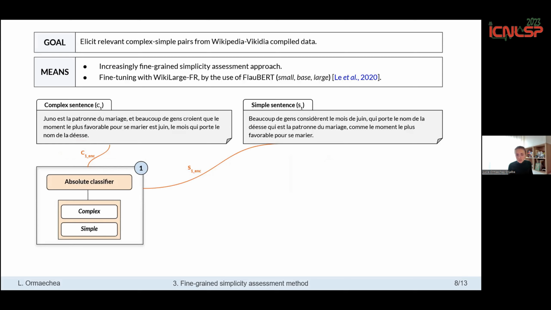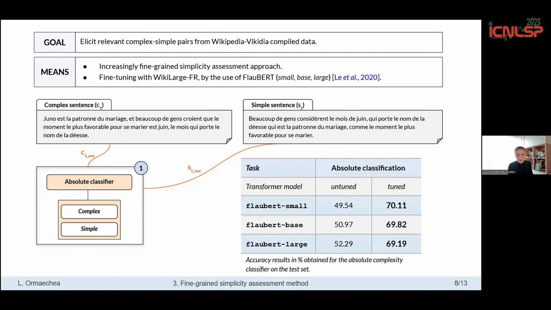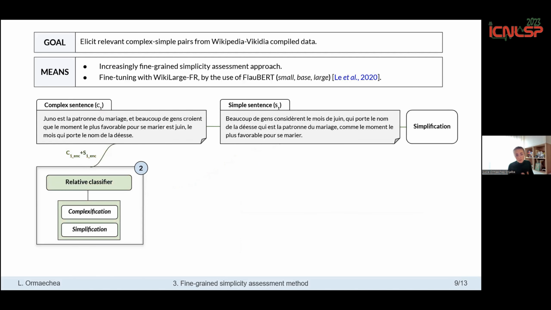And in this case, we treated each sentence in the pair independently. And when comparing the performance between an untuned model that we used as baseline and the tuned one after training, we saw a significant improvement. But as we previously said, an absolute classifier is not enough for ATS.